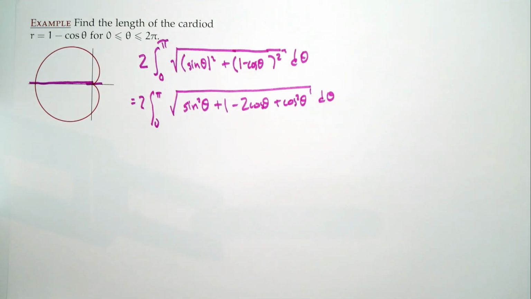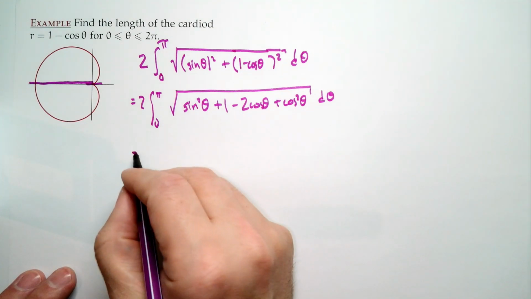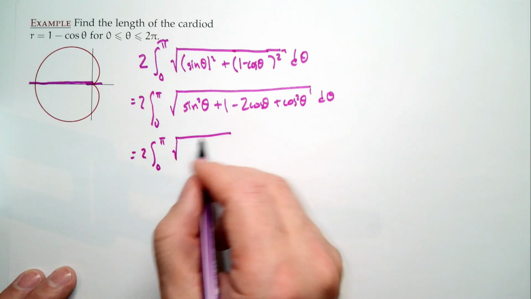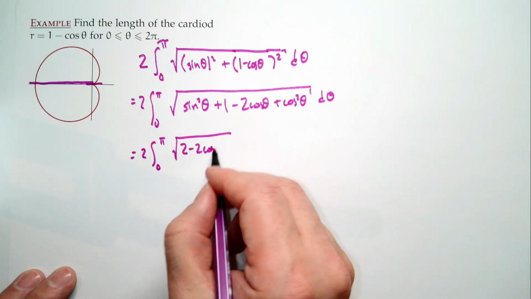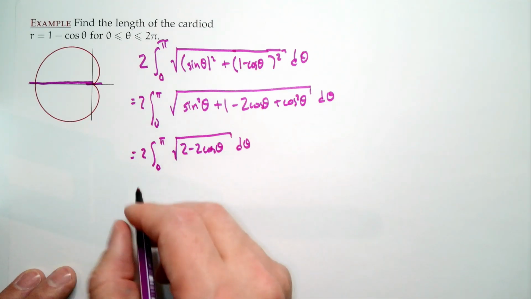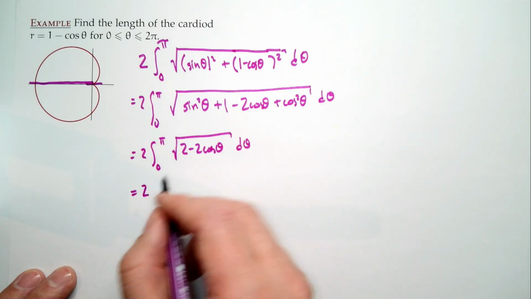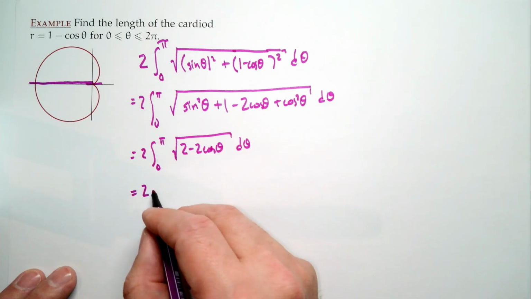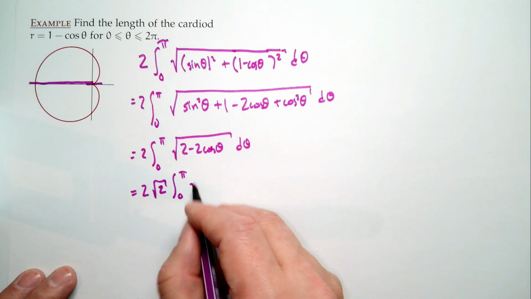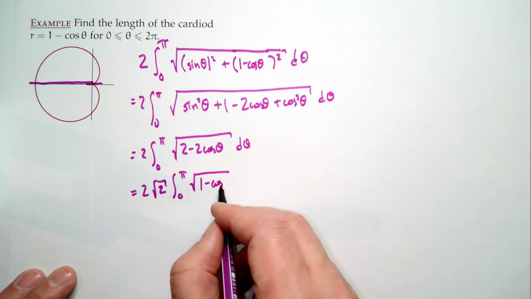Okay, so cosine squared and sine squared can combine, becoming 1. We already have another 1, so that's like a 2. So let's see, we have 2 integral 0 to pi square root of 2 minus 2 cosine theta. In fact, we can even pull the 2 out, all the way out in front. But when we pull it out of the square root, it'll become a square root of 2. So 2 square root of 2 integral 0 to pi, the square root of 1 minus cosine theta.